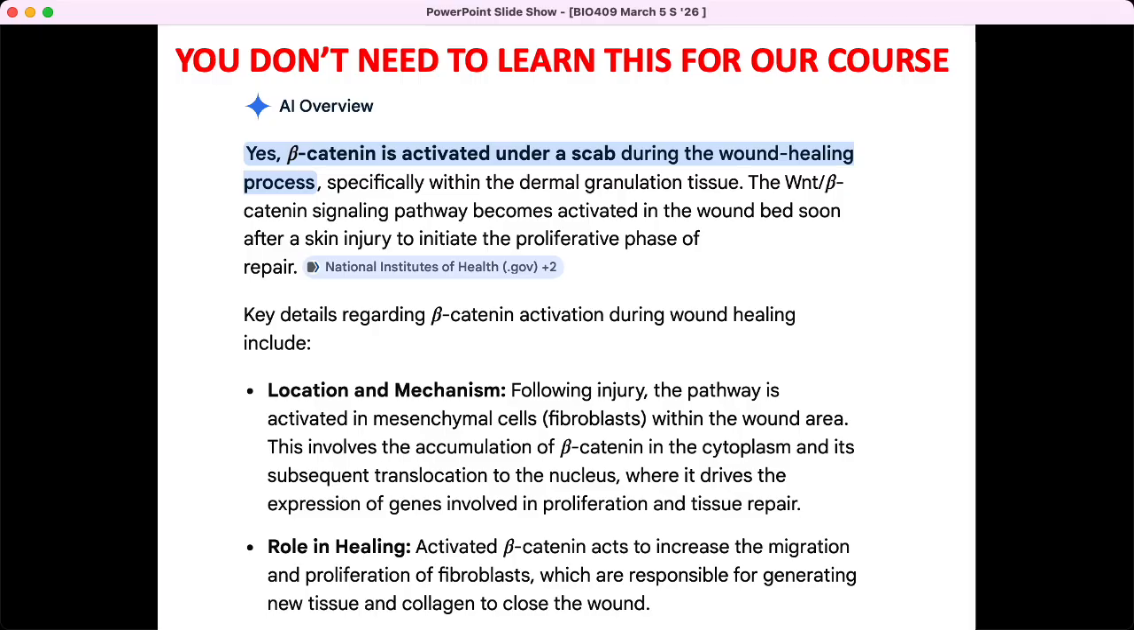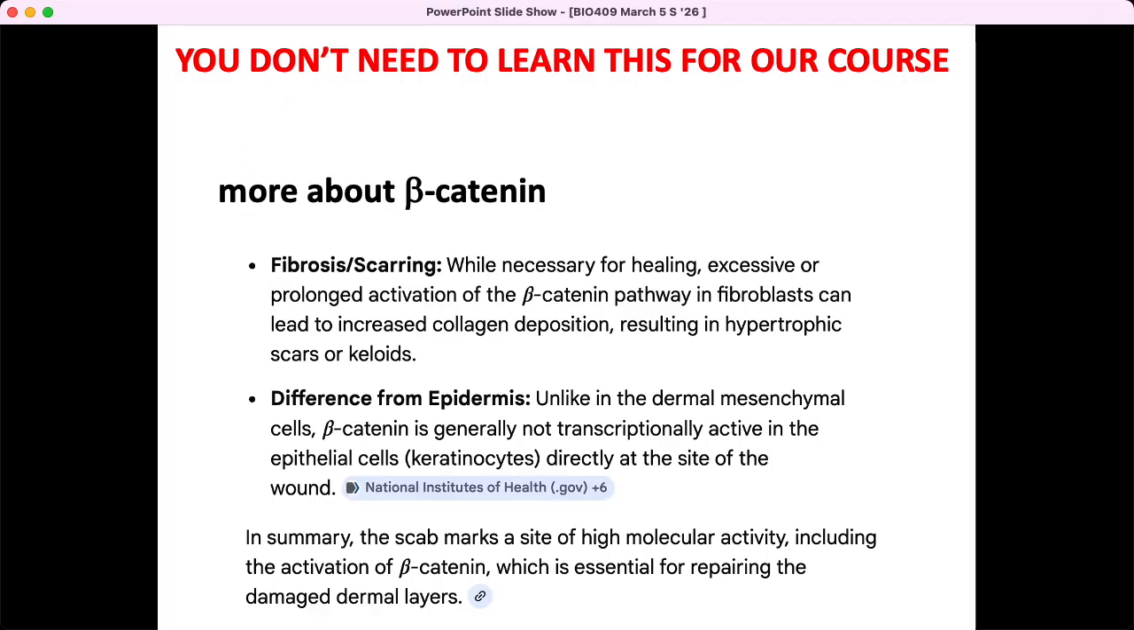And there's a long list of these things because there's a lot of action that happens under a scab. You're like, let me know all about everything that happens under a scab. And so it says, role in wound healing: activated beta-catenin acts to increase the migration and proliferation of fibroblasts, which are responsible for generating new tissue and collagen close to the wound. And so if it's a deeper wound, et cetera, like that. But then look at this. In summary, the scab marks a site of high molecular activity, including the activation of beta-catenin, which is essential for repairing the damaged dermal layers. So it's essential for those deeper ones.